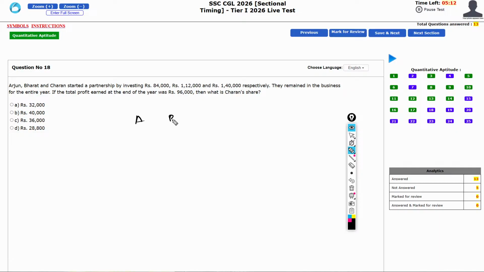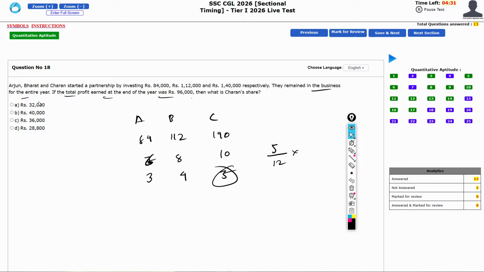Okay, Arun, Bharat, Charan, 84, 112, 140, 14. So 7, 7, 8, no, no. 14, it's 6. Is it even divided by 14? 28, yeah, so 8, 10. Again, again. So 3, 4, 5. They remain in the business entire year. Total profit earned at the year this. What is the Charan? So multiple of 5, 5 by 7, 12. So 8 times of 40.